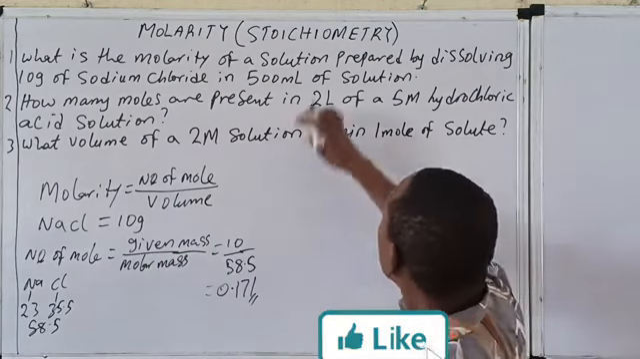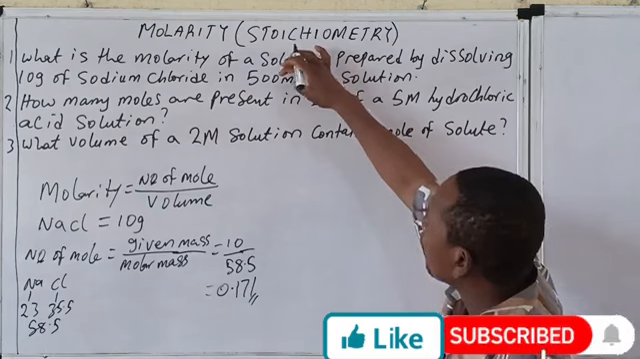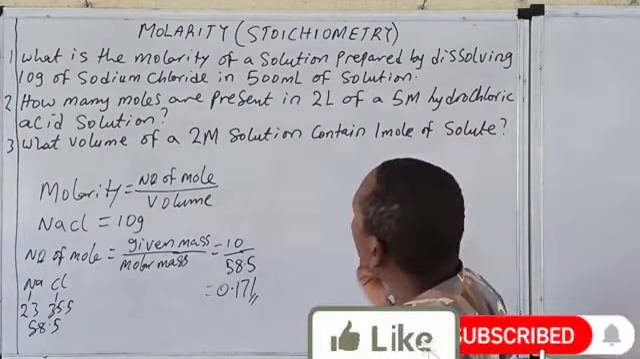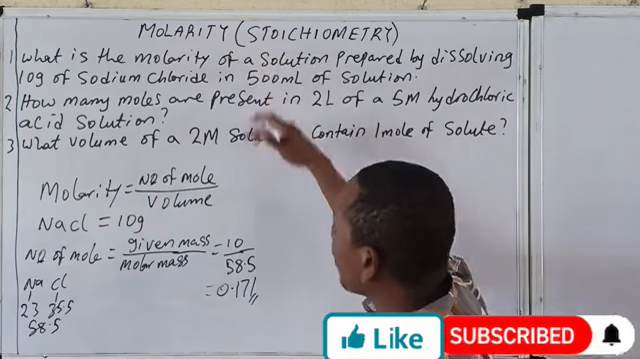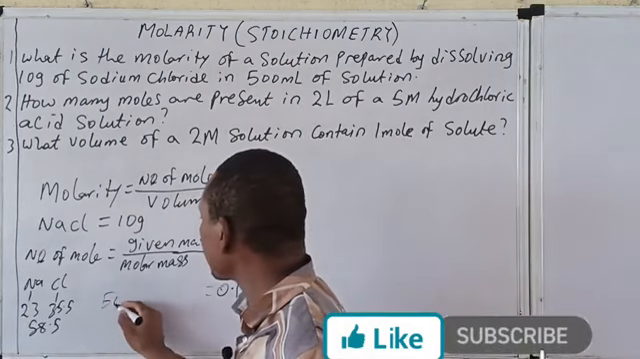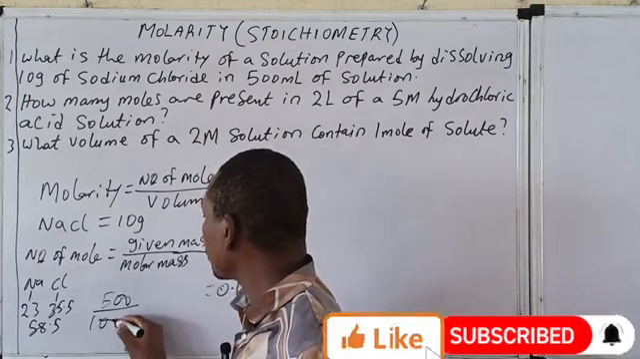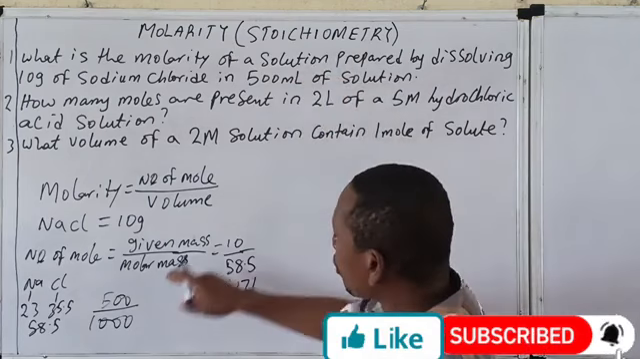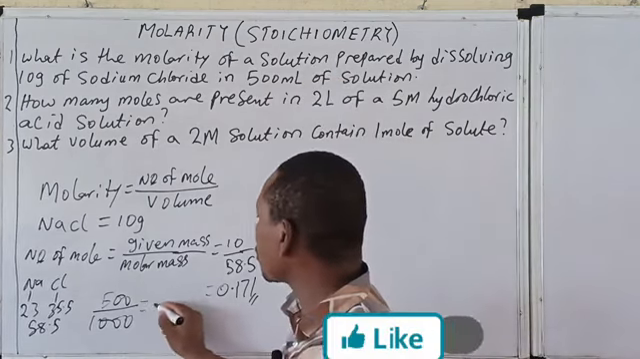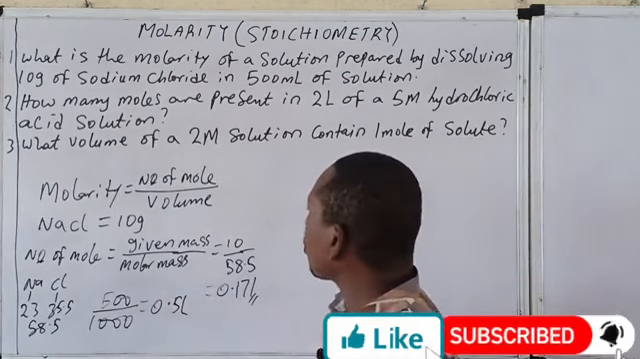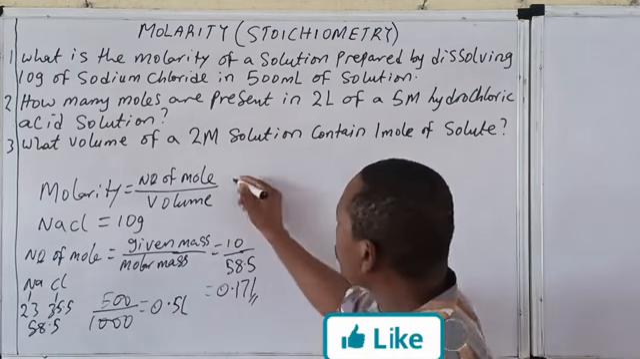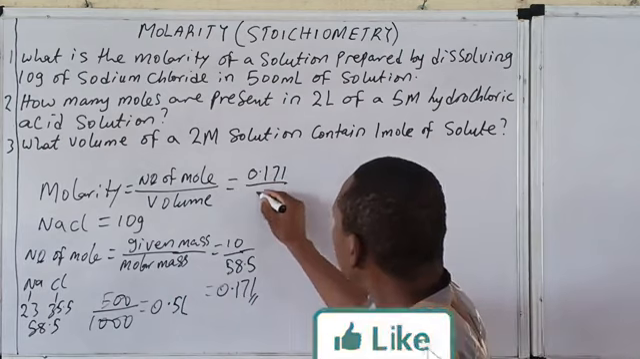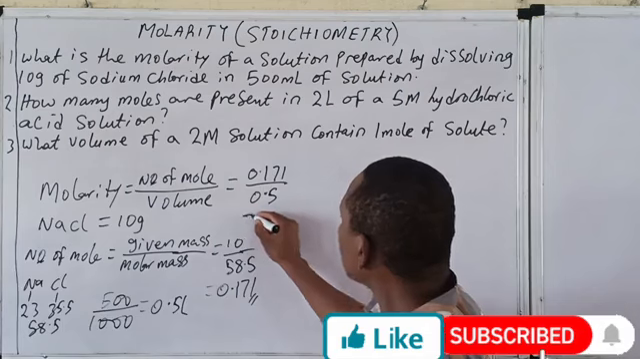The volume here is 500 milliliters. So to convert it to liters, just divide by 1000. 500 divided by 1000. To convert milliliter to liter, you divide by 1000. So you have 0.5 liters. So this is the mole, this is the volume. So just apply the formula, which is 0.171 all over 0.5.